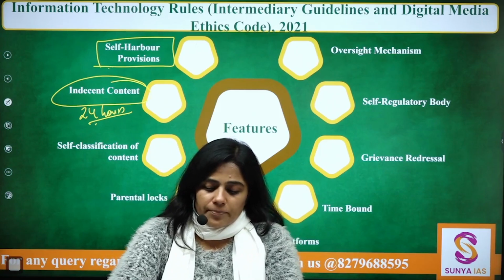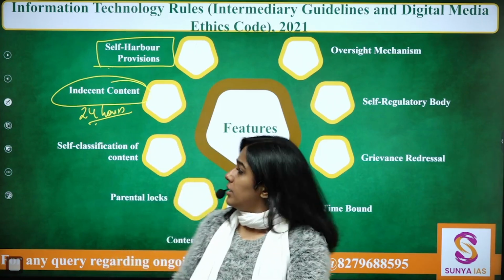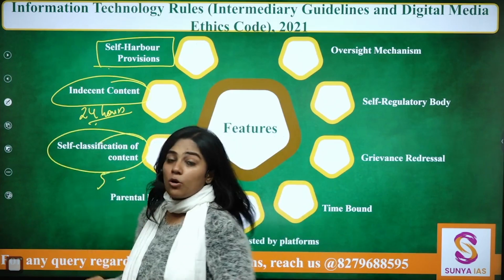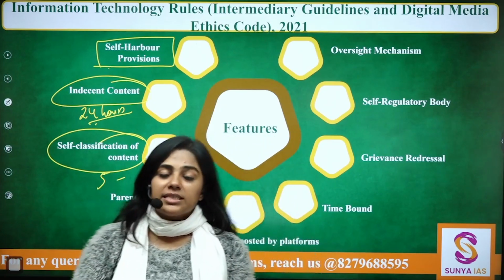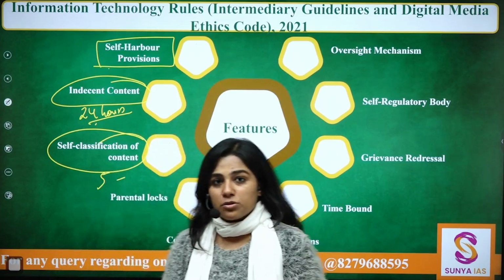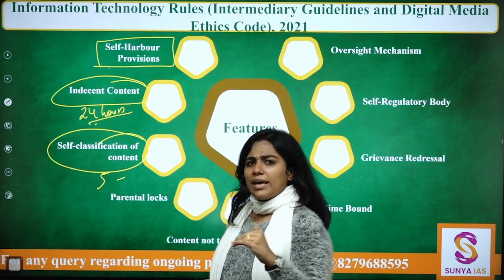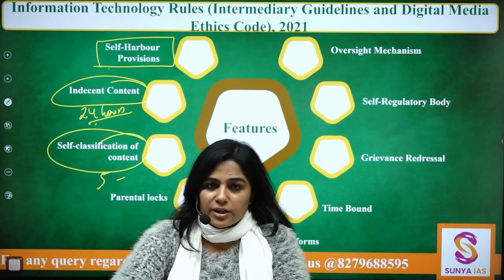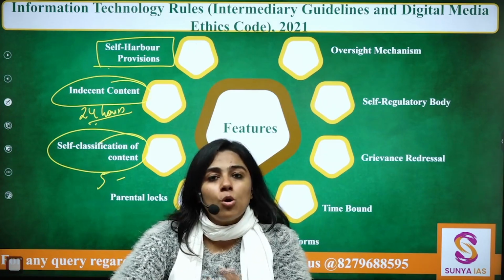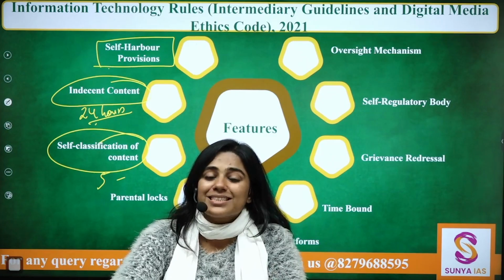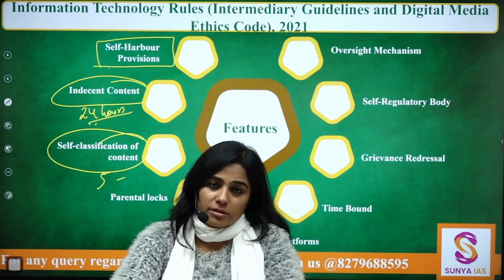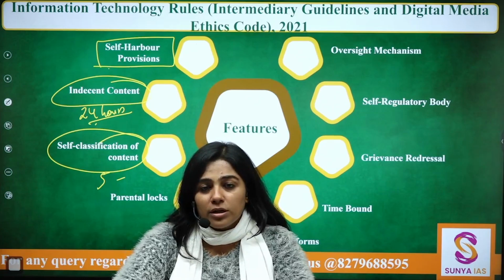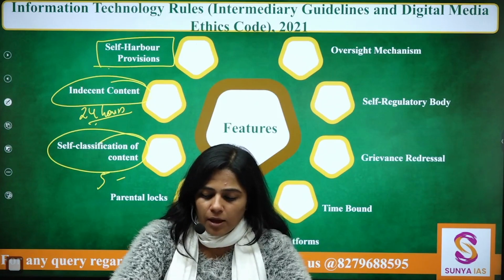Then there has to be self classification of content in 5 categories according to the 2021 rules. So there are these 5 categories, and there has to be self classification. So right now there's no concept of a censor board. It is coming up somehow, and we'll talk about how it is coming up. But right now there's no concept of a censor board for the OTT platforms, right?